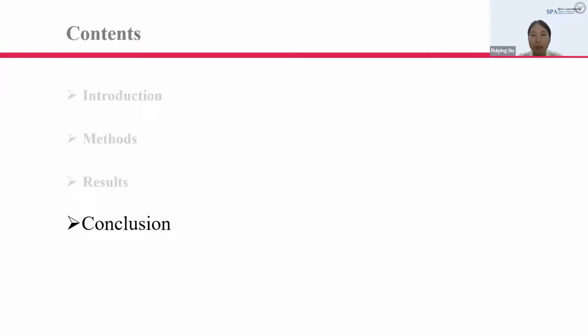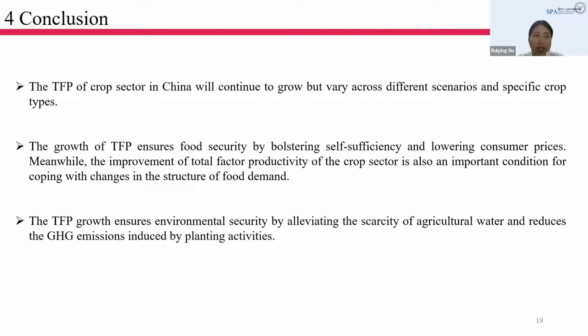For now, this paper has 3 main conclusions. Firstly, the TFP of the crop sector in China will continue to grow, but vary across different scenarios and the specific crop types. Secondly, the growth of TFP ensures food security by bolstering self-sufficiency and lowering consumer prices. Meanwhile, the improvement of total factor productivity of the crop sector is also an important condition for coping with changes in the structure of food demand.